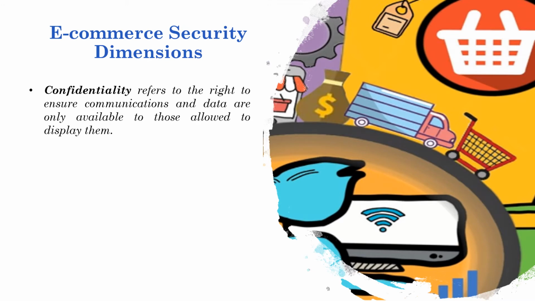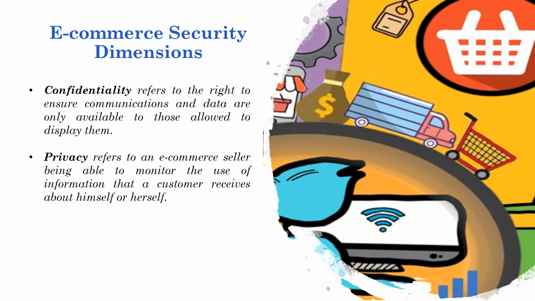How about confidentiality? Confidentiality refers to ensuring that communications and data are only available to those allowed to view them. Confidentiality is often confused with privacy, which refers to the ability of an e-commerce customer to control the use of the information about himself or herself, so that no one other than the online seller the customer has selected has access to their personal information and account.